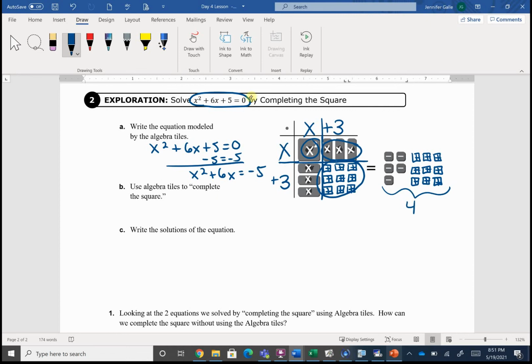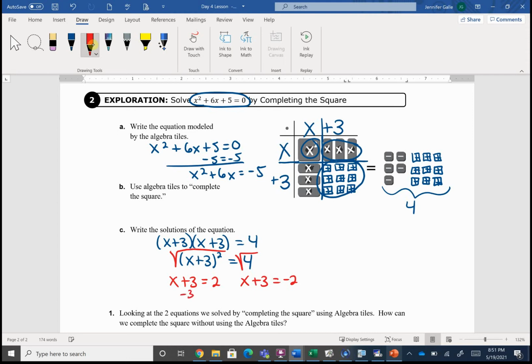So what we end up with is x plus 3 times x plus 3 on the left side equals 4 over on the right side. I'm going to rewrite the left side so it's a square. So now I can very easily solve using square roots. So x plus 3 could be positive 2, or x plus 3 could be negative 2. Subtract our 3's.